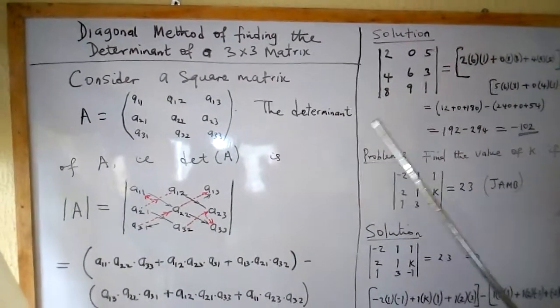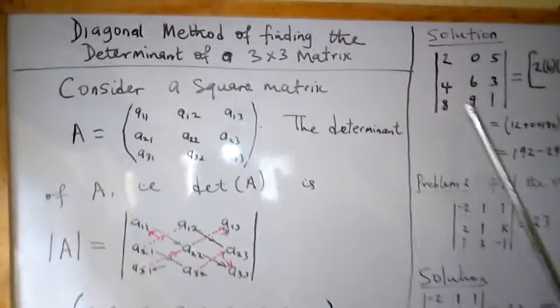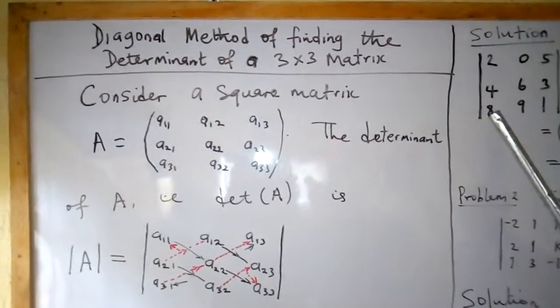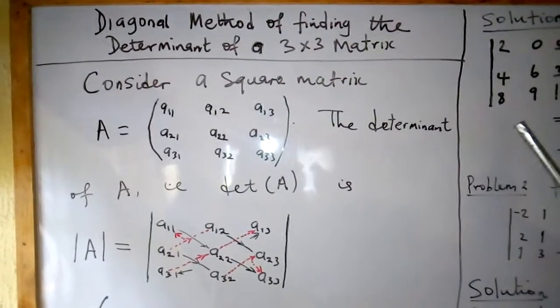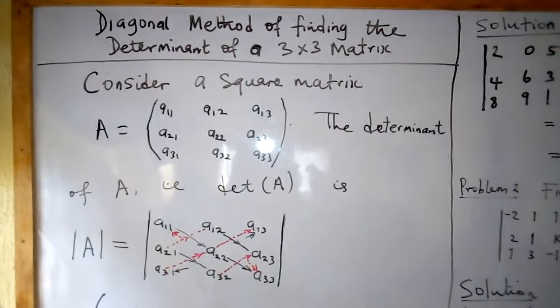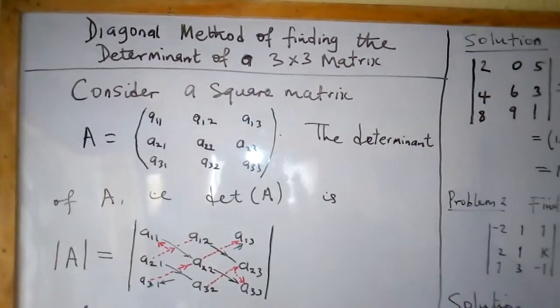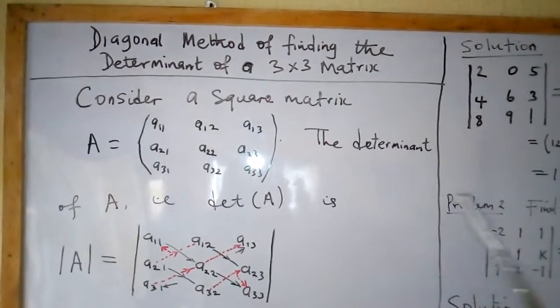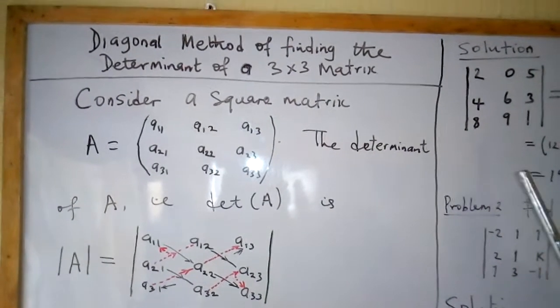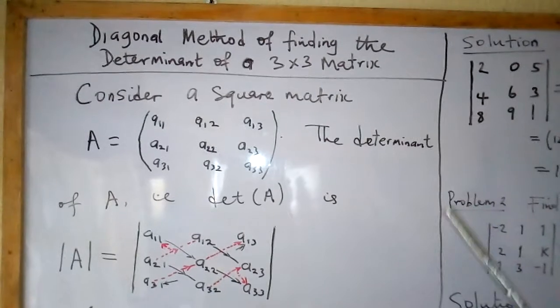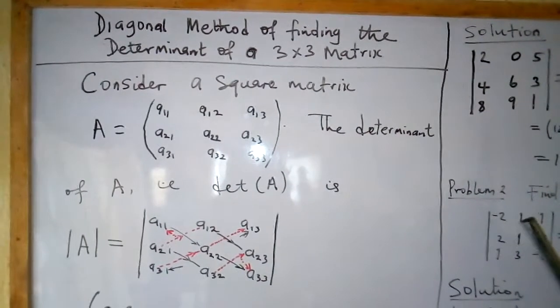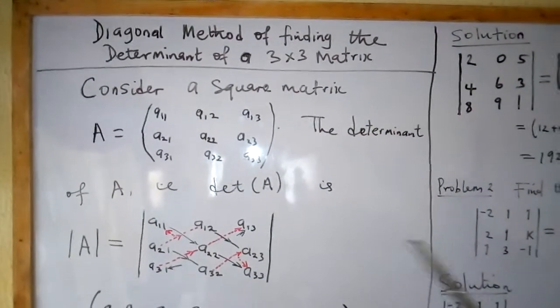This is still under the general mathematics lesson. We are looking at the diagonal method of finding the determinant of a 3 by 3 matrix. So consider a square matrix of 3 by 3. We use letters to illustrate before we go into numerical problems.